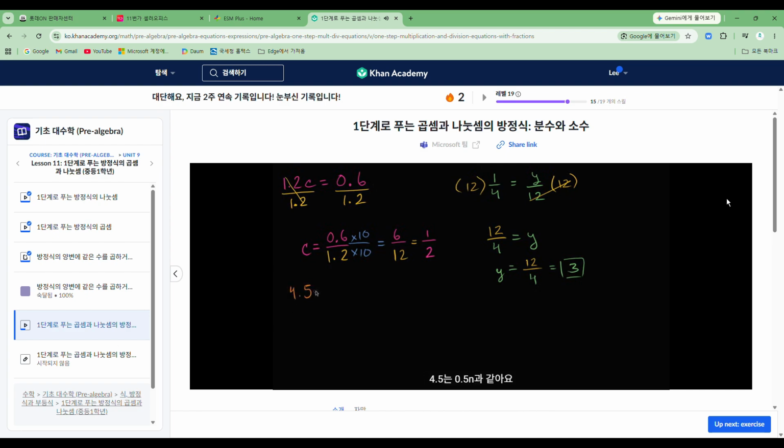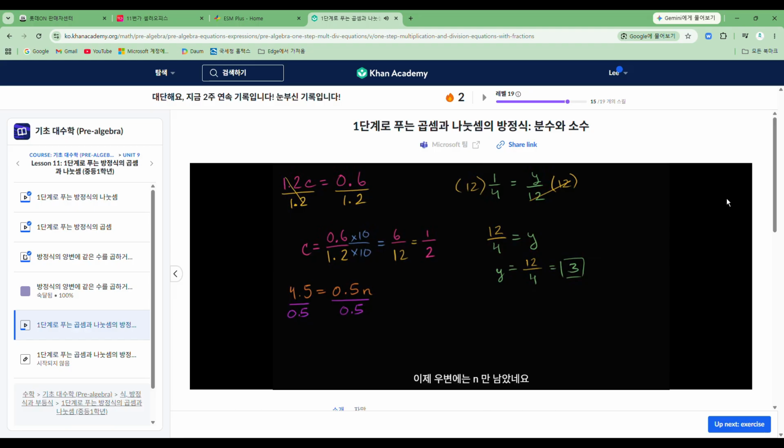4.5 is equal to 0.5n. So like always, I have my n already on the right-hand side, but it's being multiplied by 0.5. It'd be great if it was just an n. So what can I do? Well, I can divide both sides by 0.5. Once again, if I do it to the right-hand side, I have to do it to the left-hand side. And why am I dividing by 0.5? So I'm just left with an n on the right-hand side.